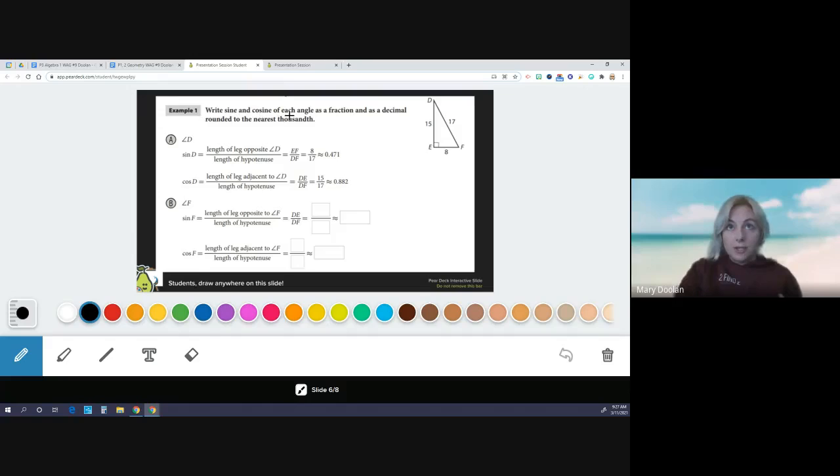And so we're going to write the sine and cosine of each angle as a fraction and as a decimal, rounded to the nearest thousandth, right? And so D is done for us, but we're just going to look at this.